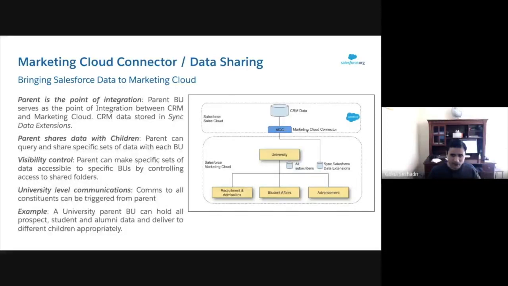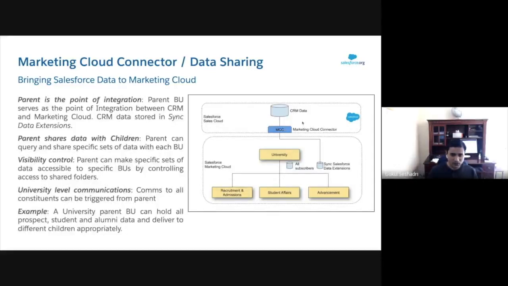So when you set up the Marketing Cloud connector package, it would create what's known as synchronized Salesforce data extensions within Marketing Cloud, which are mirror replications of the data that exists in CRM. You can choose what kind of objects you want to synchronize, and you can choose the time interval for this synchronization, and then the whole mechanism will kickstart.